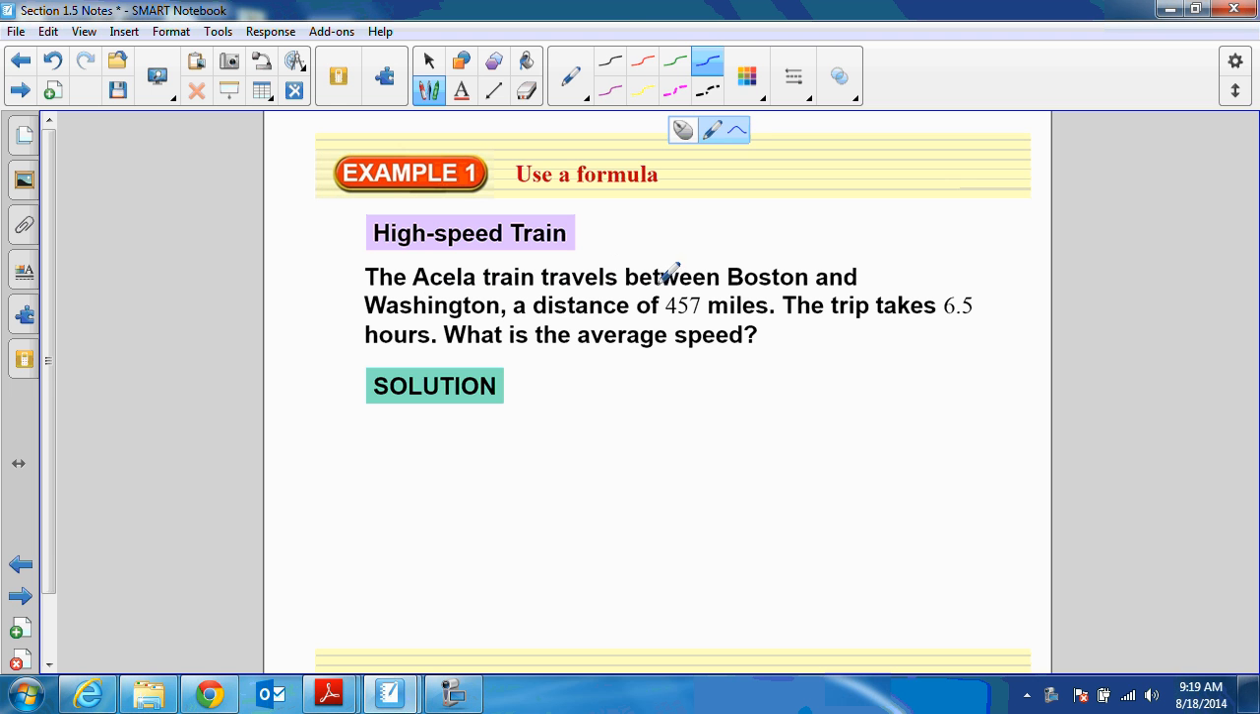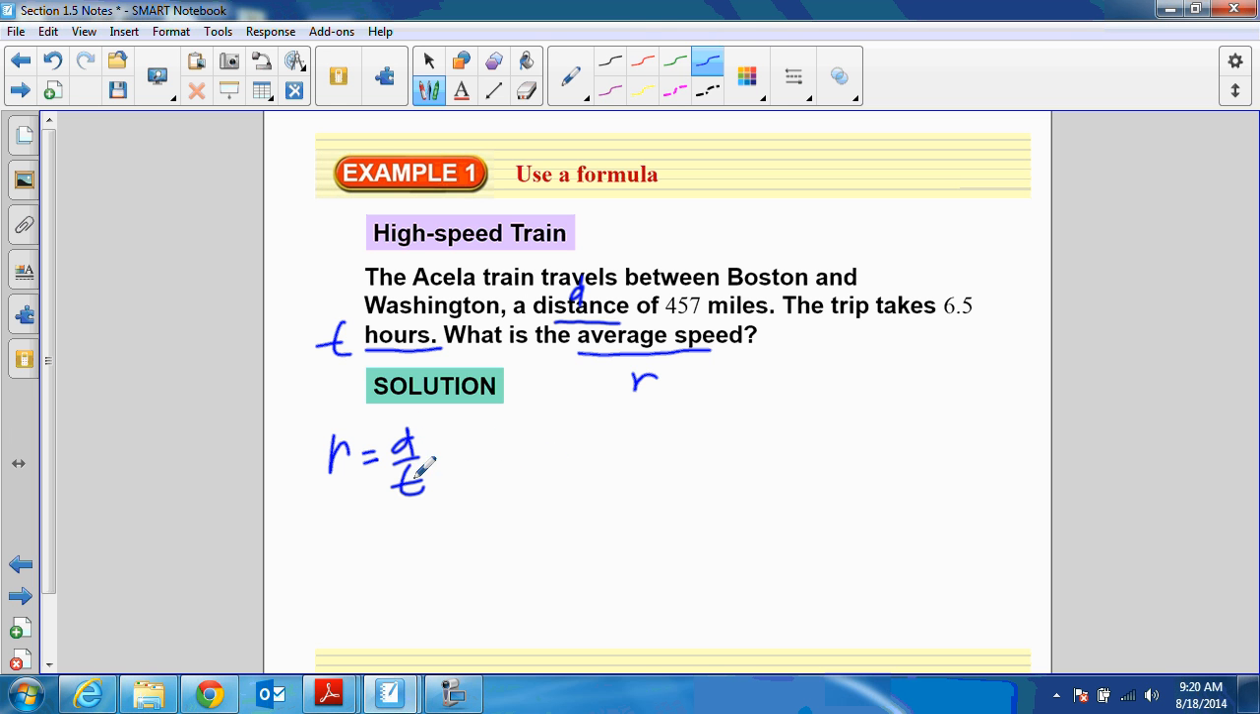Whenever you see that a train travels between Boston and Washington a distance of 457 miles, and the trip takes 6.5 hours, so that's time. Whenever you have distance, time, and then rate, that's going to be your rate. I always start with what's easy to me: rate equals distance divided by time, because miles per hour.